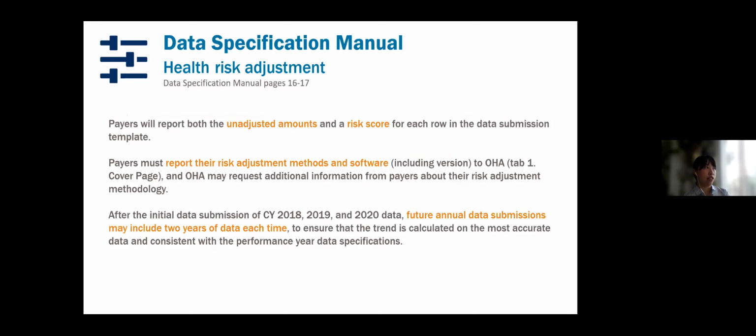But these are the parameters for the health risk adjustment tool. Whatever you're using, report it to us. There's that section on the cover page where you can report the tool, the software, the version, and all that.